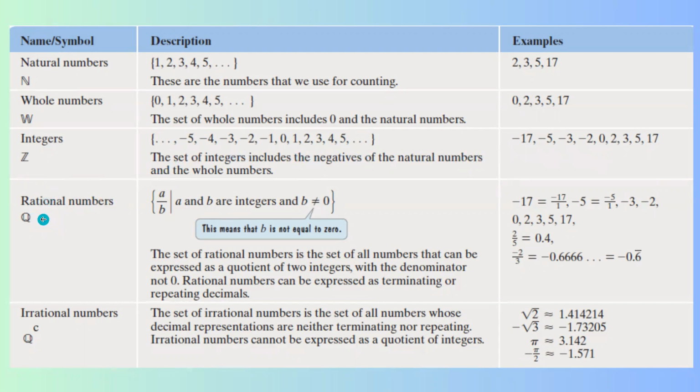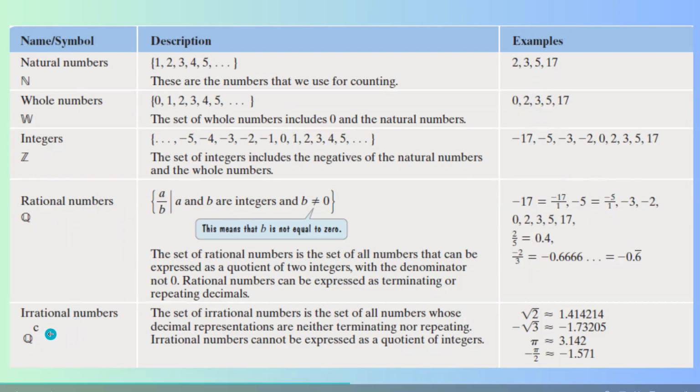Rational numbers, represented by Q, are all fractions A divided by B, such that A and B are integers and the denominator cannot be 0. Examples: -17 is rational because you can write it as -17 over 1. -5 is also rational because it can be written as -5 over 1. So basically any natural, any whole, any integer is an example of a rational number. 2 over 5, which is 0.4, and -2 over 3, which is -0.666, or -0.6 with a little bar on top of it, are examples of rational numbers.